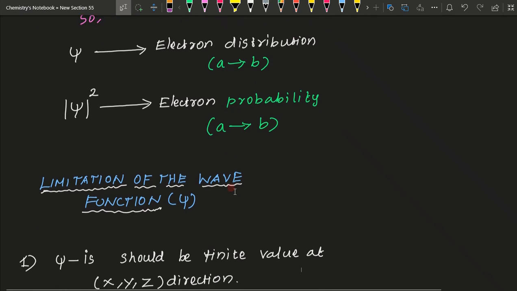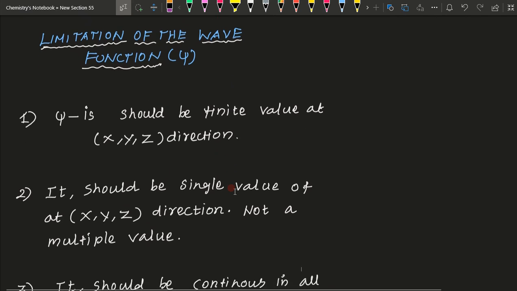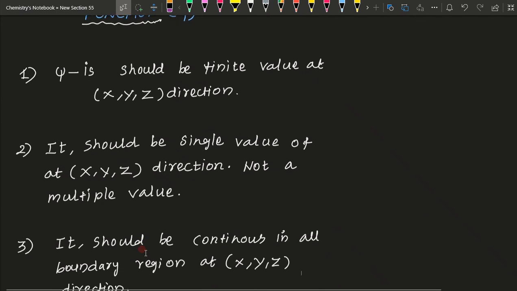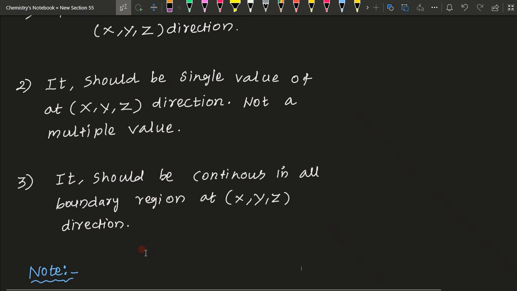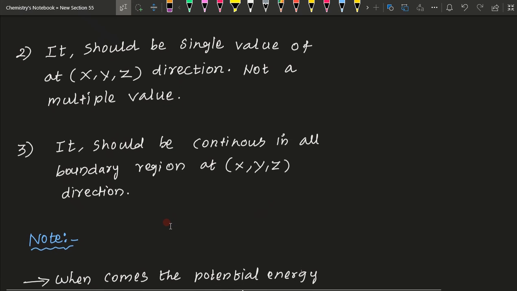Next, the limitations of the wave function psi. Psi should be a finite value at x, y, z direction. Second, it should be single valued at x, y, z direction, not multiple valued. Third, it should be continuous in all boundary regions at x, y, z direction.